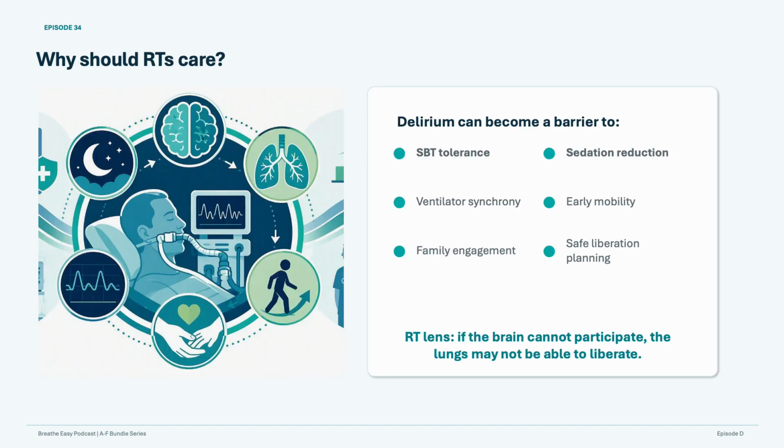Respiratory therapists should care because delirium affects our daily work. A delirious patient may need more sedation. More sedation can make it harder to complete spontaneous awakening and breathing trials. Agitation can lead to ventilator dyssynchrony or safety concerns, and hypoactive delirium can make the patient unable to engage in coughing, mobilizing, and participating in care. So the practical respiratory therapist lens is this: if the brain cannot participate, the lungs may not be able to liberate.